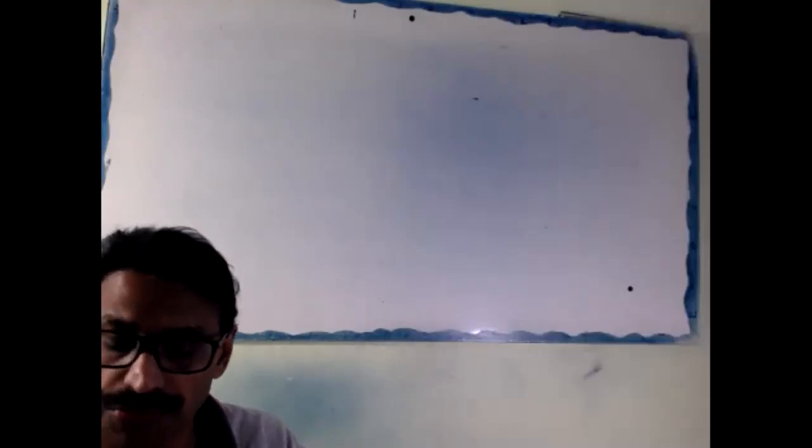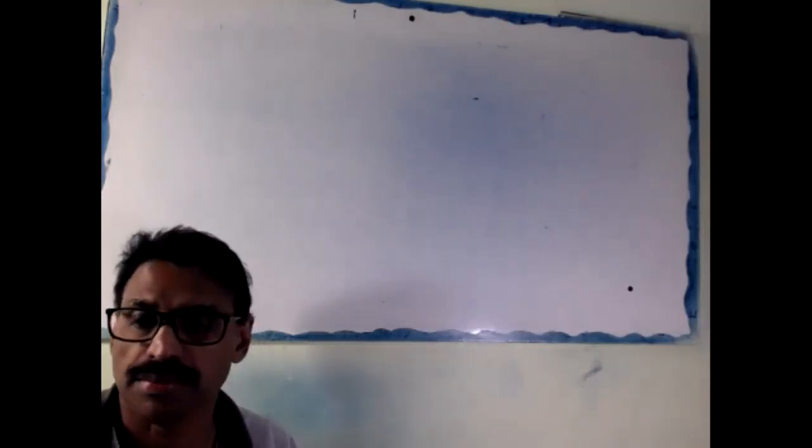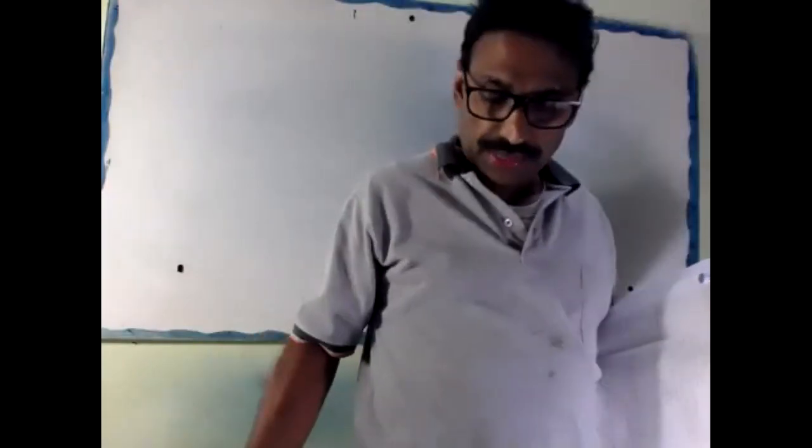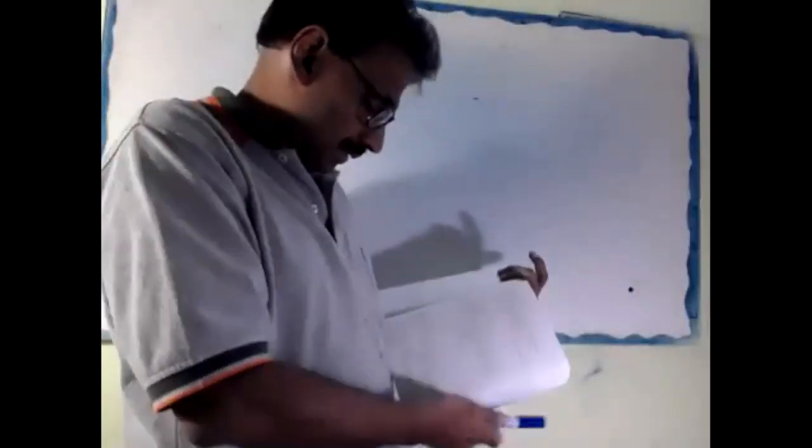In a circle of radius 5 centimeter, AB and AC are two chords such that AB equal to AC equal to 6 centimeter. Find the length of the chord BC.